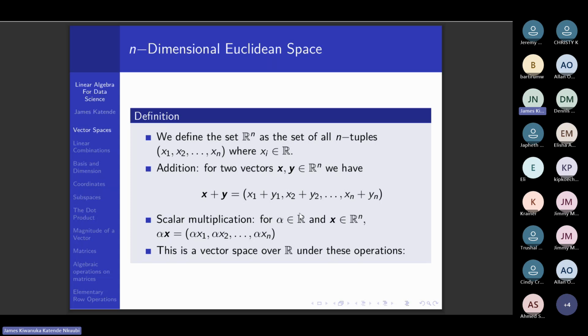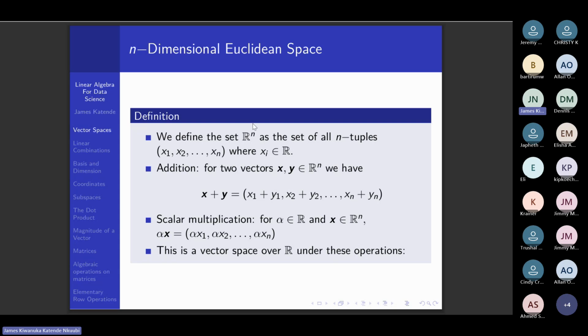We also define scalar multiplication, where the scalar is alpha, a real number, and x is a vector in Rn. If you multiply the vector by the scalar, it means you simply multiply all the entries in the vector by that scalar.